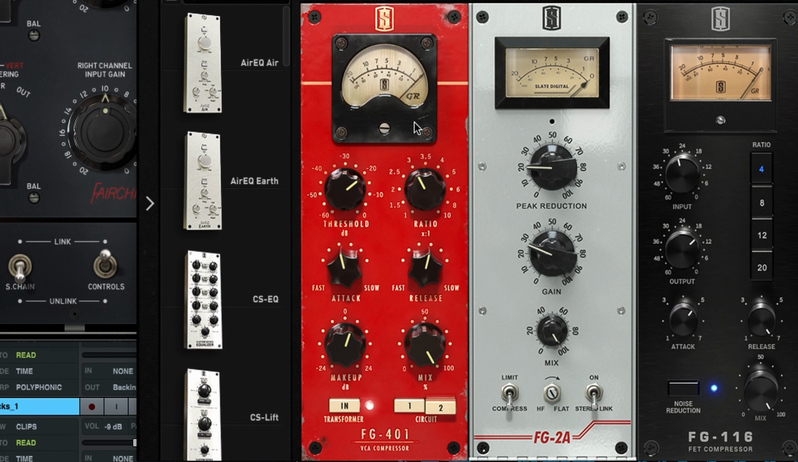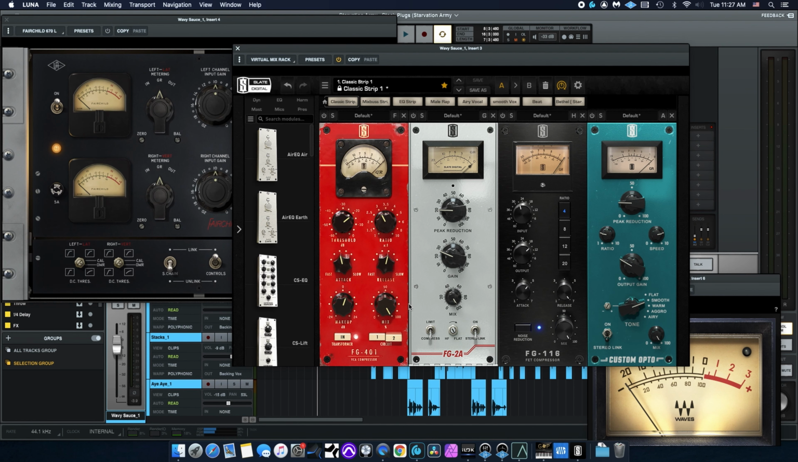All right, so starting with the left with the FG401, this one would be a VCA type compressor. As you can see, it has a threshold, ratio, attack, release, makeup gain, and it has a mix knob. The mix knob you're not going to find on most compressors because this one allows you to do parallel compression all within the same plugin without having to reroute your signal.